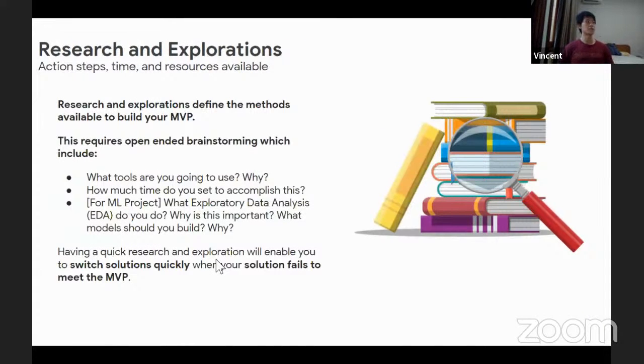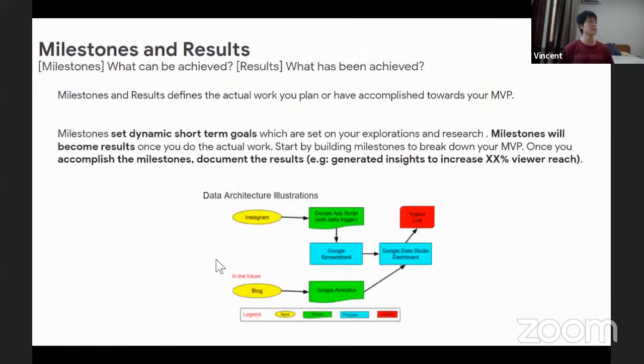And the third one is research and explorations. So again, what tools are you going to use for a machine learning project? It could be your EDA, exploratory data analysis, why this is important, what models you should build, whatsoever. Milestones and results. As I've mentioned to you, it should be short-term dynamic goals. Milestones will become results once you achieve them. Once you accomplish the milestones, you should document the results, right? For example, I generated insights to increase X% viewer reach.